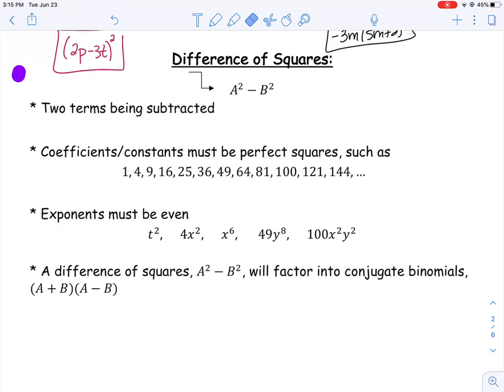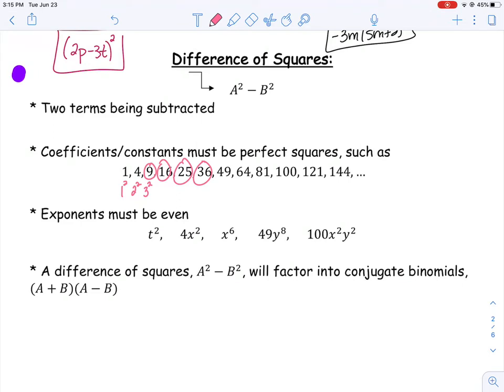But difference of squares happens when I have two terms that are being subtracted. It has to be a difference of squares. There is no such thing as sum of squares. So it has to be a minus sign in between my two terms or else it won't work. Also, my coefficients, my constants, must be perfect squares. For example, 1, 4, 9, 16. You notice that all of these are squares. 1 squared is 1, 2 squared is 4, 3 squared is 9. We want to make sure that all of our numbers are perfect squares.